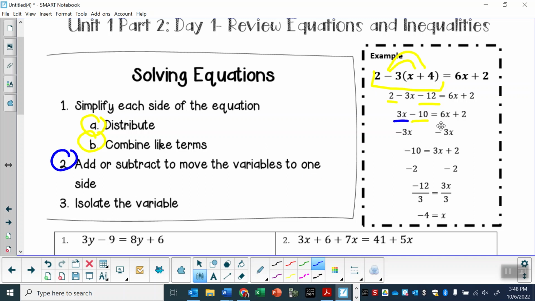So we're going to subtract 3x from both sides. And then at that point, you'll probably have a two-step equation. So we'll isolate the variable. This one we had to subtract 2 and then divide by 3.